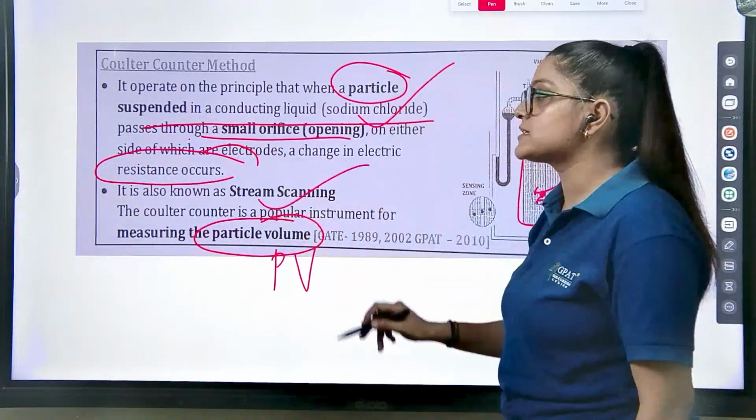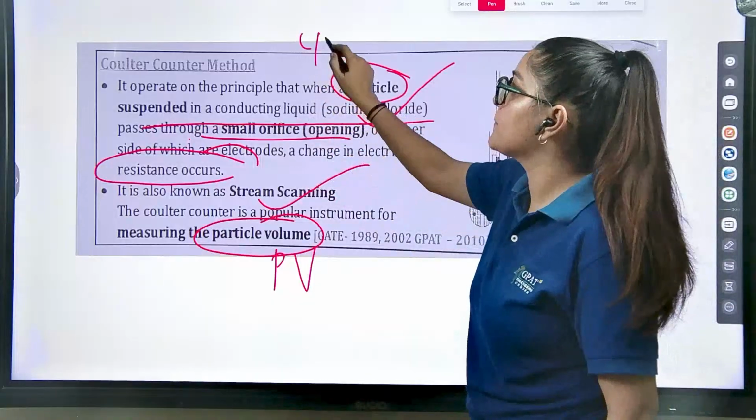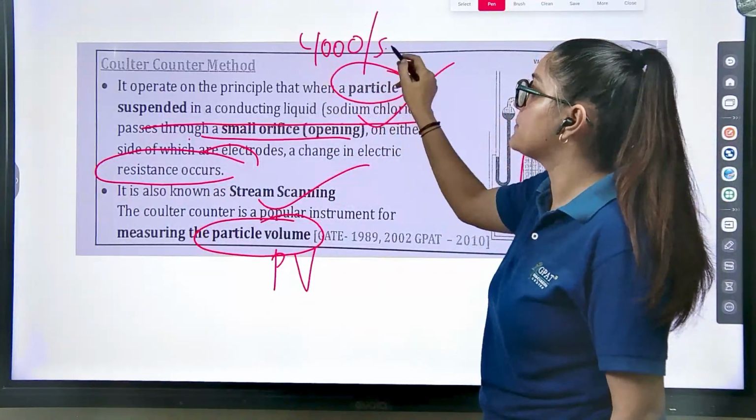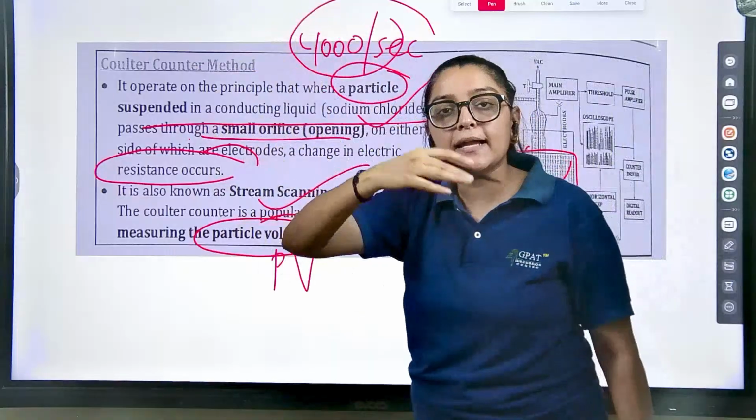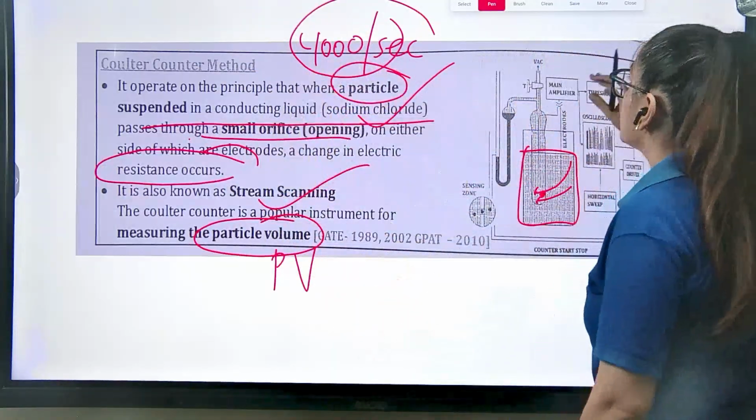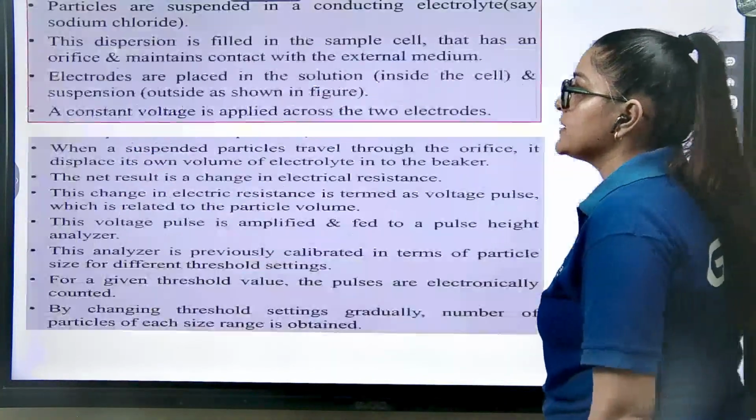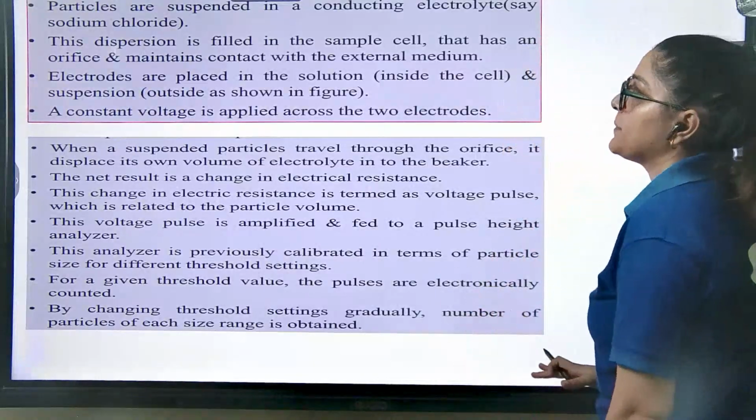It is a stream scanning method. It can estimate up to 4000 particles per second. Such high and rapid estimation can be done. Okay. Then these are all about the particle volume.